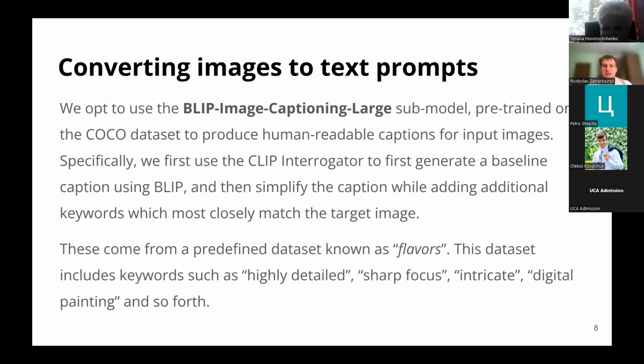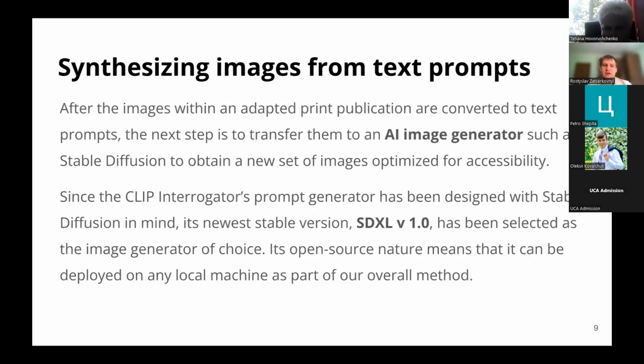We do this by adding keywords which most closely match the target image by querying a predefined dataset known as flavors. Those keywords are basically what makes a good image, so they can be something like highly detailed, sharp focus, intricate, digital pattern, and so forth. And after the images from an adapted print publication are converted fully to text prompts, we simply transfer those prompts to an AI image generator like Stable Diffusion to obtain a new set of images, which is optimized for accessibility.